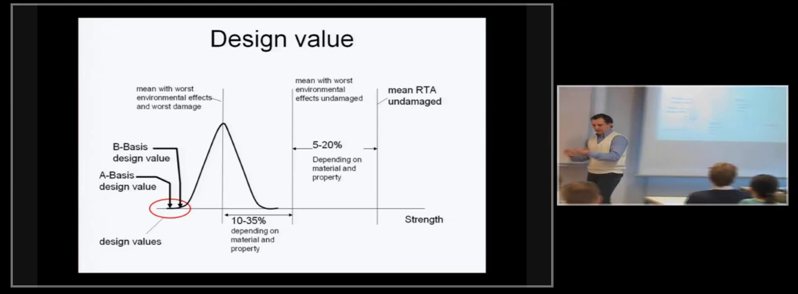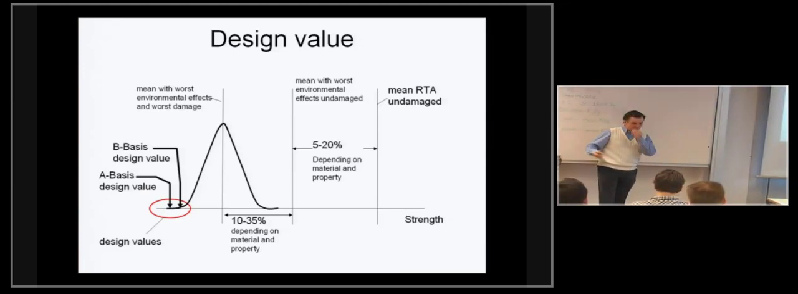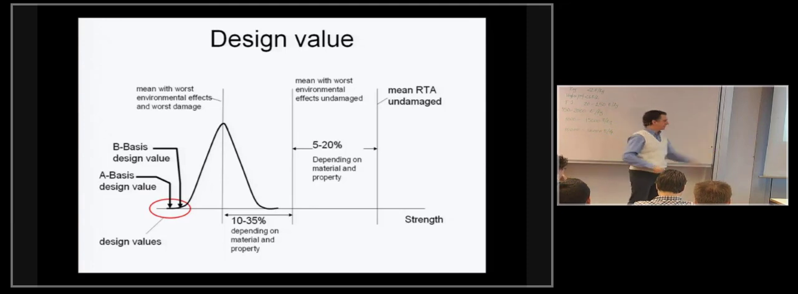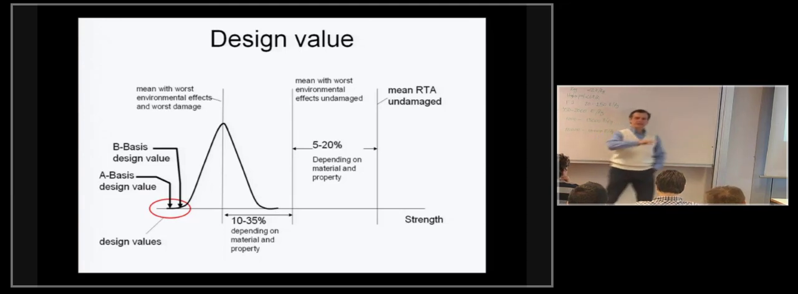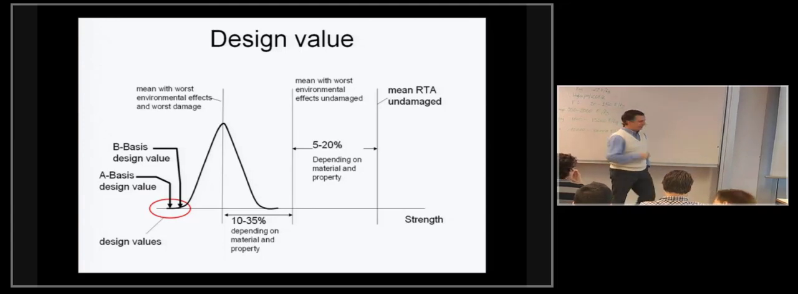So if I take everything together, I will completely destroy this wonderful material that has these excellent properties. Basically, my strength at room temperature ambient and damaged is somewhere out here. And that's the mean value. Now I have to reduce this from here to here, 5 to 20%, to account for the worst environmental effects. 5 to 20 depends on the property, depends on the material, depends on the environments you are taking into account. So you're down here, and then you further reduce it to include the worst type of damage. Typically it's impact damage. And that gives you the mean strength accounting for environment and accounting for damage.